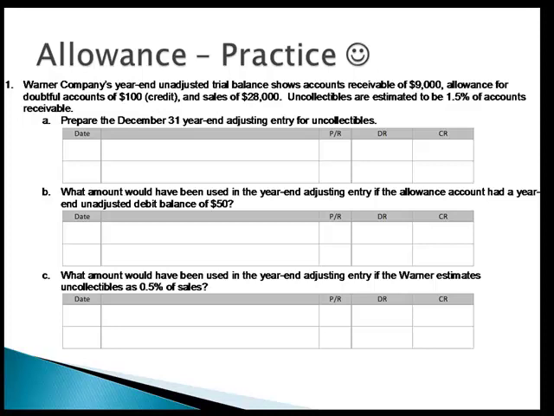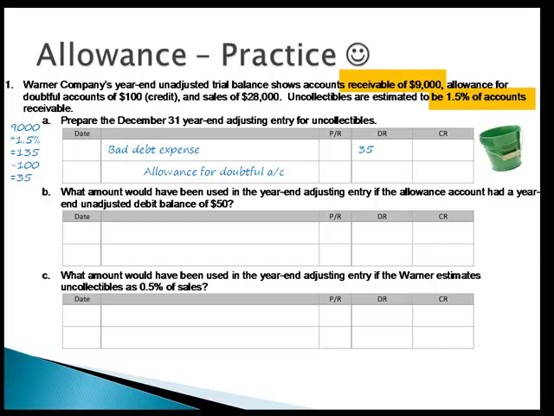Here would be a good point to pause the video and try it on your own, or you can just follow along. If we want to prepare the December 31st adjusting entry, first off, we take 1.5% of accounts receivable. So 9,000 times 1.5% is $135. That's our goal. Now we have to compensate for the $100 credit balance, so we're just going to make an entry for $35. Bad debt expense for $35, allowance for doubtful accounts for $35. We're filling up that bucket, and the bucket's balance is going to be $135. That's our goal. We already had $100 in there, so all we're doing is adding $35 more.